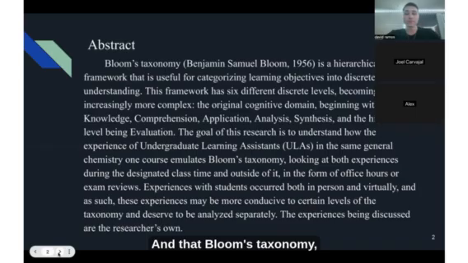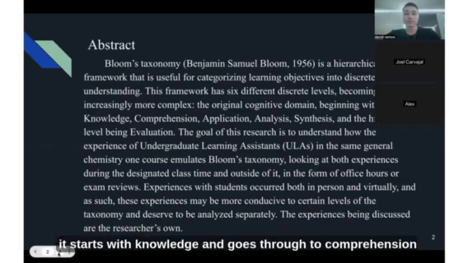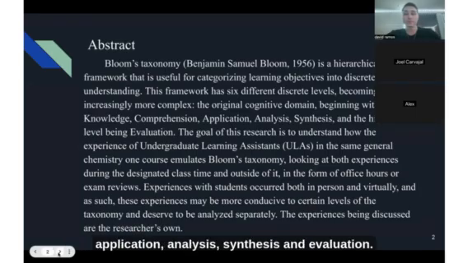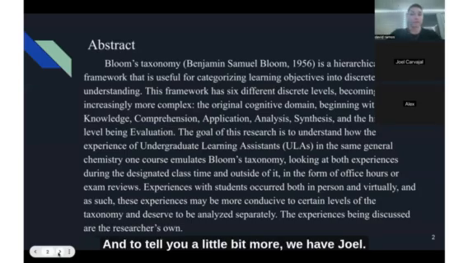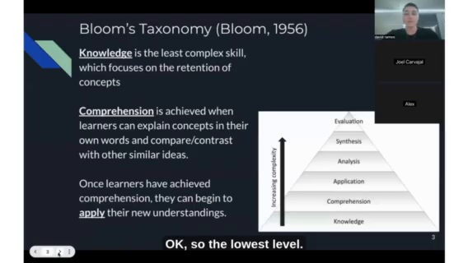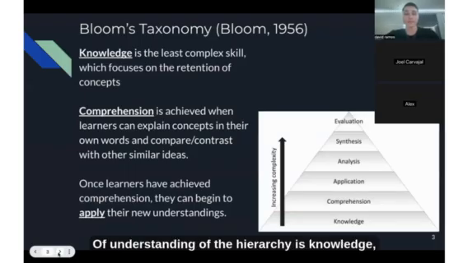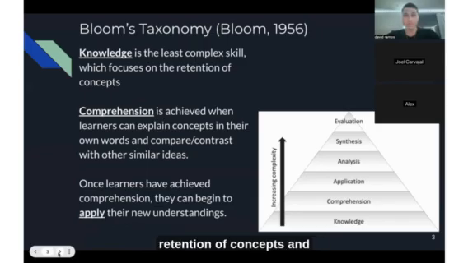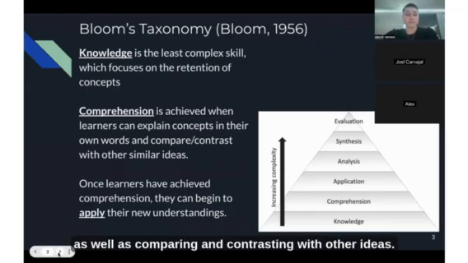And that Bloom's taxonomy, it starts with knowledge and goes through to comprehension, application, analysis, synthesis, and evaluation. And to tell you a little bit more, we have Joel. Okay, so the lowest level of understanding of the hierarchy is knowledge, and it focuses on just the mere retention of concepts. And then learners move on to comprehension, which is achieved when they can explain concepts in their own words instead of just what is written on the page, as well as comparing and contrasting with other ideas.